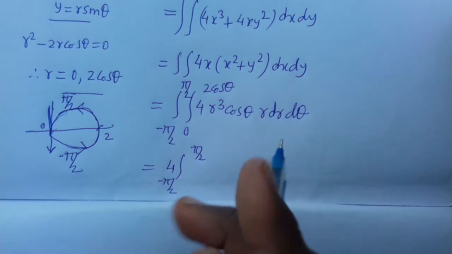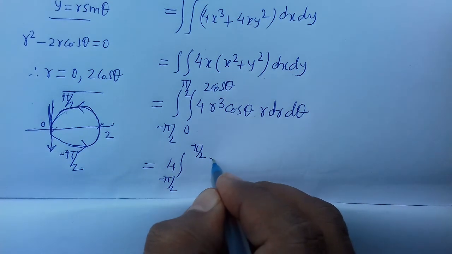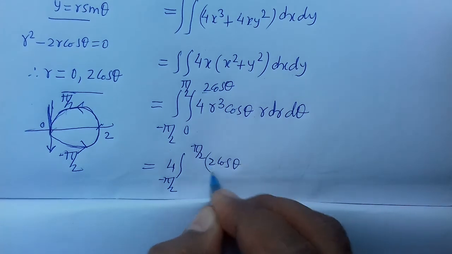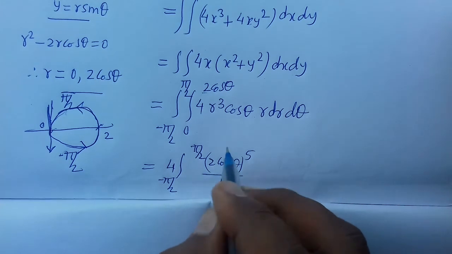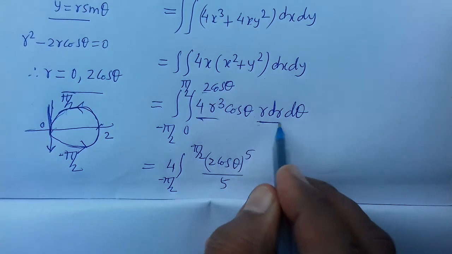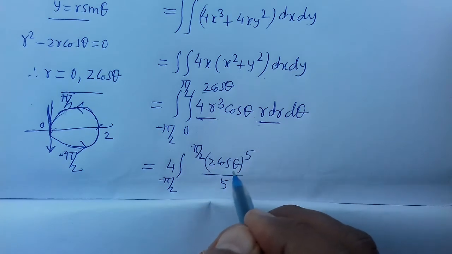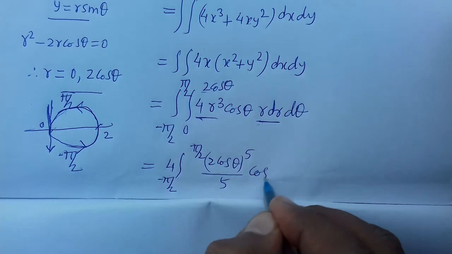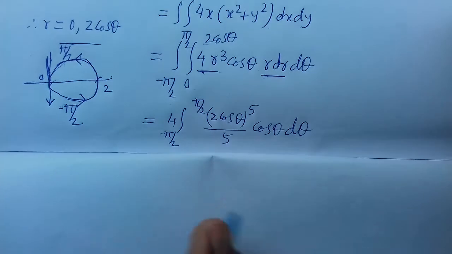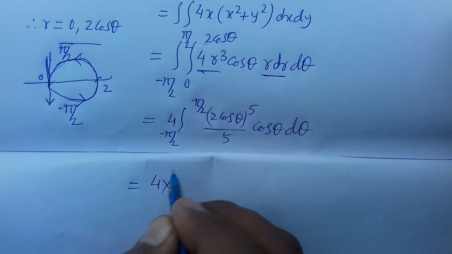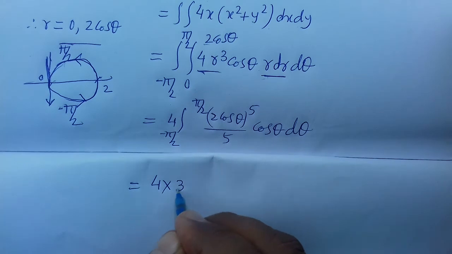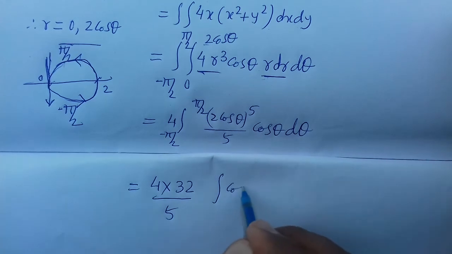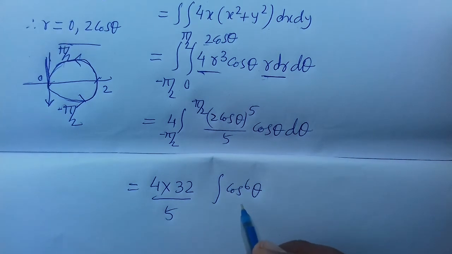here will be 4, r first will be r to the power 5, so 2 cos theta to the power 5 by 5. Here you see the integration of 4 r cubed times r dr, and putting the limit you will get this thing. And there is one more cos theta, so d theta. Now here 4 into 2 to the power 5, this is 32, and here 5. Here will be cos to the power 6 theta, and cos theta is an even function.